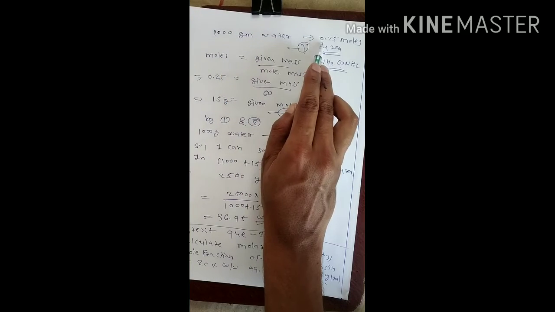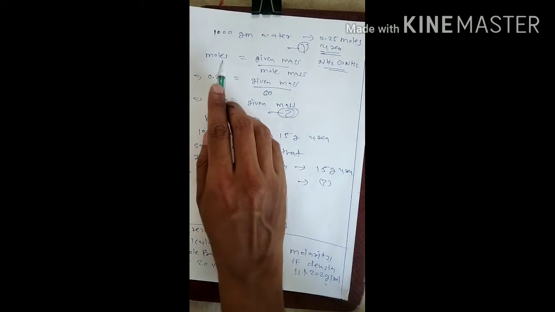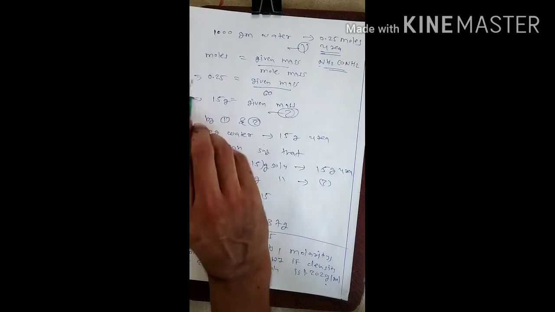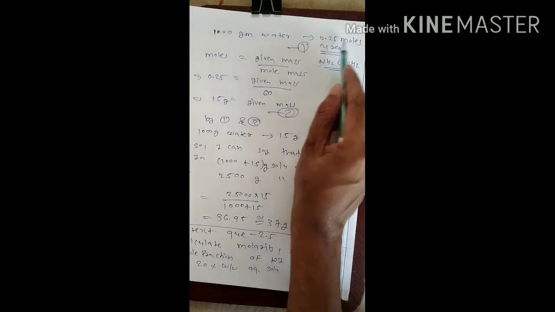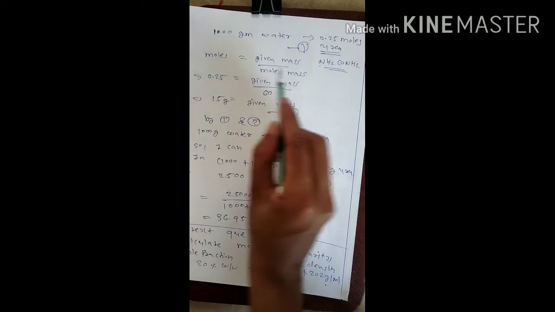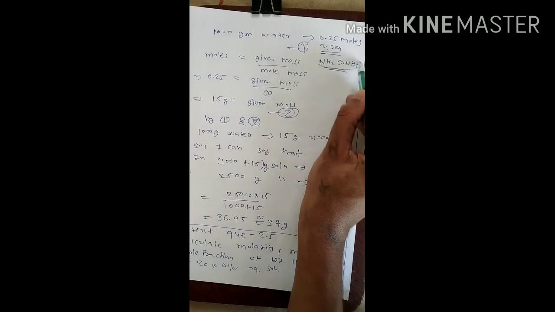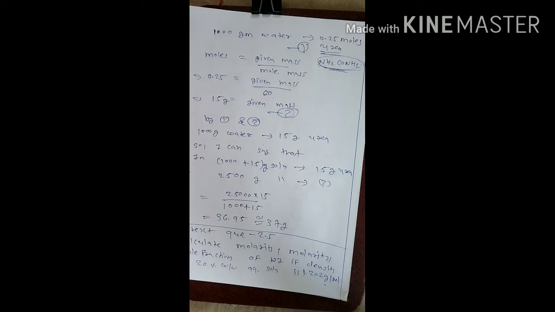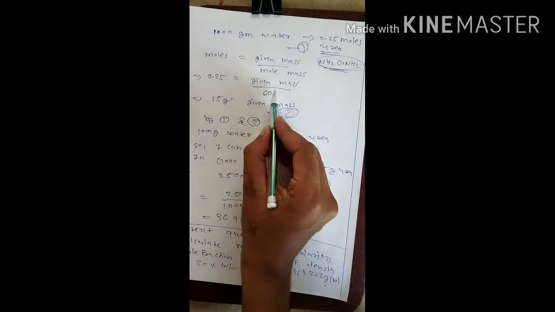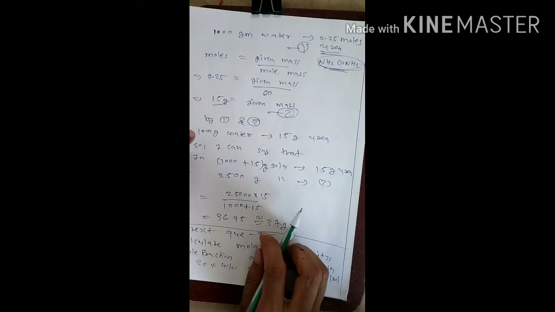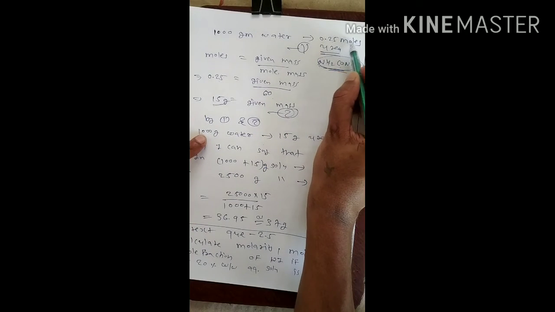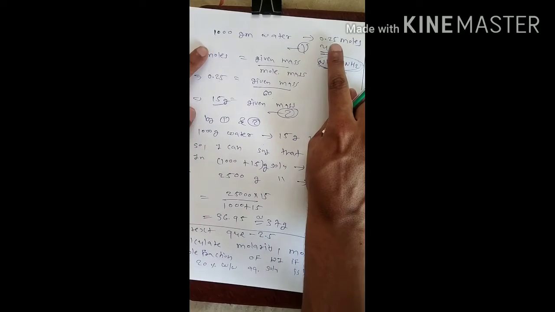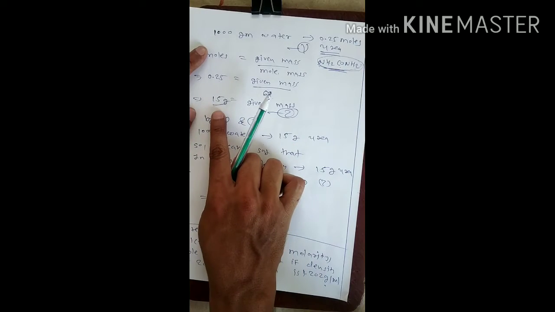Okay, so 1000 grams of water, 0.25 moles of urea. Now we know the formula for moles. Moles is equal to given mass upon molecular mass. Moles we have is 0.25. So 0.25 is equal to given mass upon molecular mass, which is 60 grams per mole. Now given mass you will get 15 grams. So instead of this 0.25 moles I can write 15 grams.